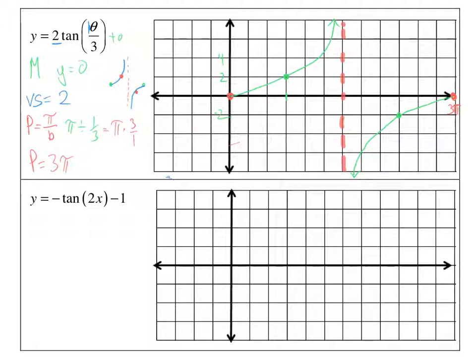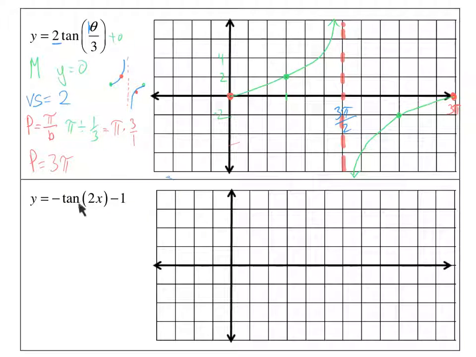Now, something I want to do real quick. What would be the equation of that asymptote line? That's kind of important. Well, wouldn't that asymptote be halfway to 3 pi? So what is half of 3 pi? Hopefully you see that's 3 pi over 2. That's kind of important to know, the equation or where asymptotes are. So you have to be able to know it's halfway there.